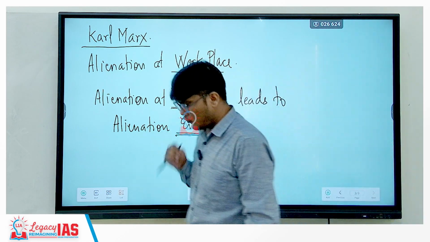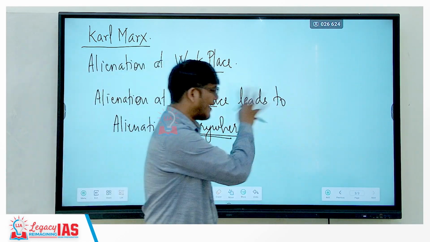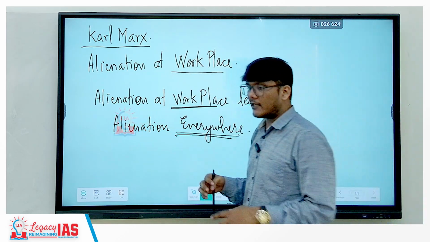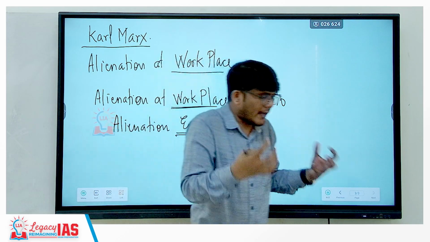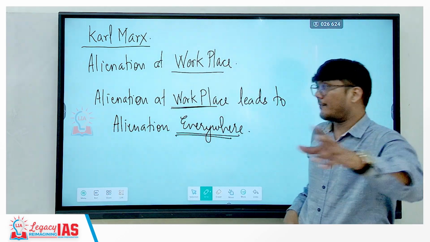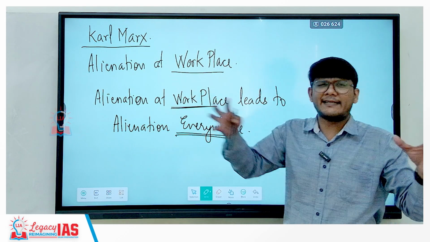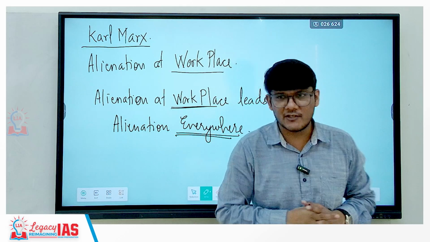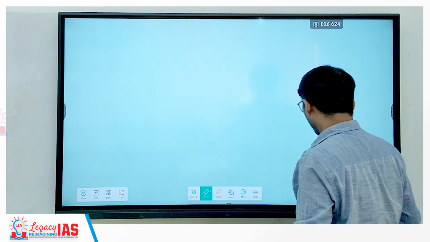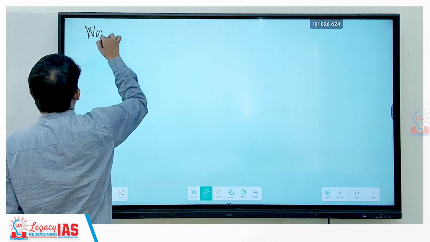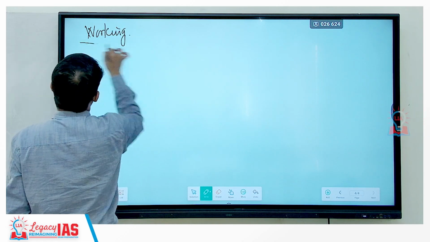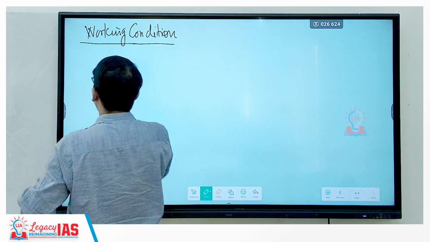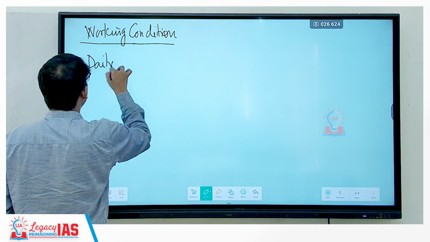Now, why is that so? First, remember when Karl Marx is talking about this, a long time back, the industrial revolution, industrial production was at its peak, and he is talking specifically with respect to the industrial laborers and even other workers in general, but specifically industrial laborers. So if you look at that time, what was the working condition of the industrial laborers? The working condition was they were daily wage laborers.